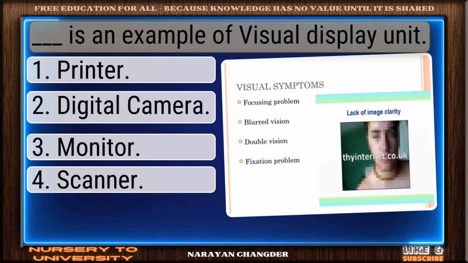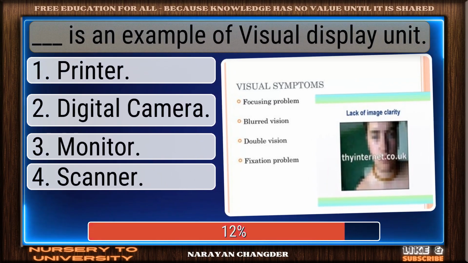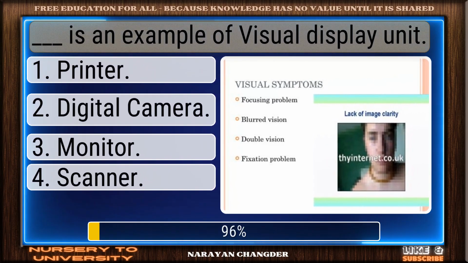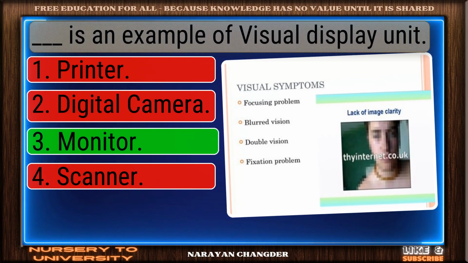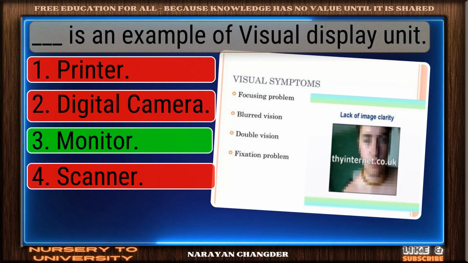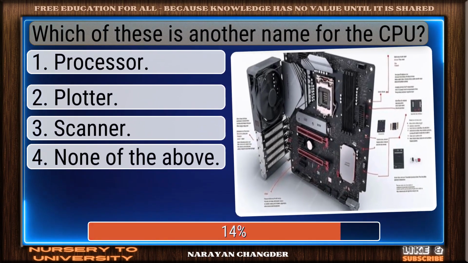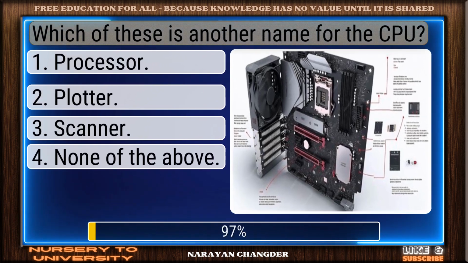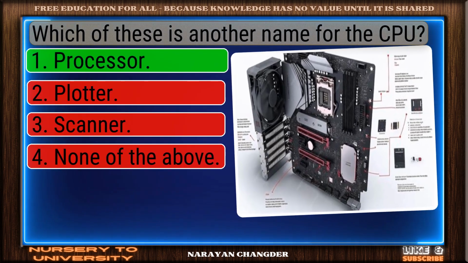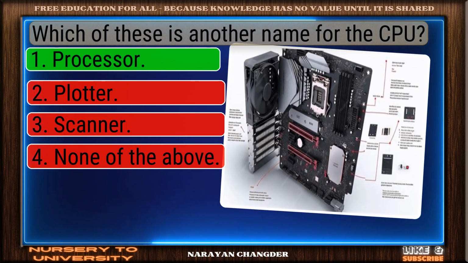Dash is an example of visual display unit. Perfect. Monitor is the correct choice. Which of these is another name for the CPU? Exactly. Processor makes sense and it is right choice.